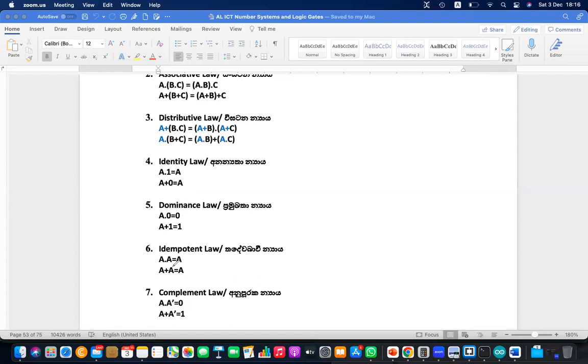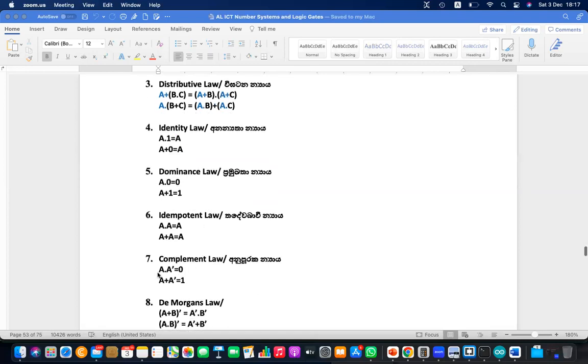And idempotent is when a similar kind of variable is there, A and A, or A or A, it's the same, right? It's not going to change. Multiples of the similar variable, A or A, A and A, will always result in the same variable. That is idempotent. And the complement: A and A naught is 0, because one of them will become 0. And A or A naught is always 1, because at least one will become 1.